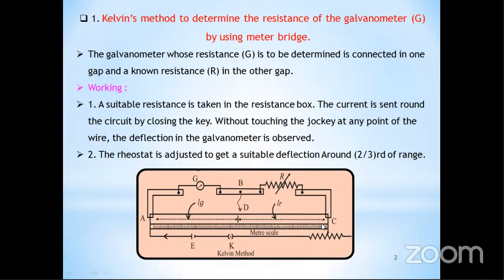At the same time, you are going to measure the distance between D and C. In this way, we are going to take another reading for another suitable resistance. You have to repeat this procedure 3 or 4 times to obtain the galvanometer's proper reading. That is the resistance of the galvanometer.